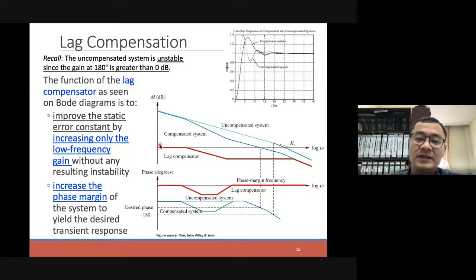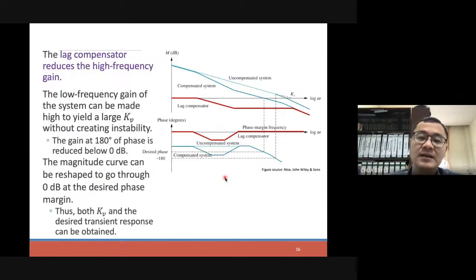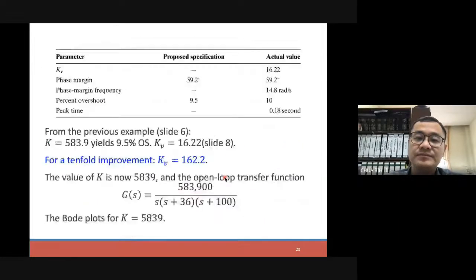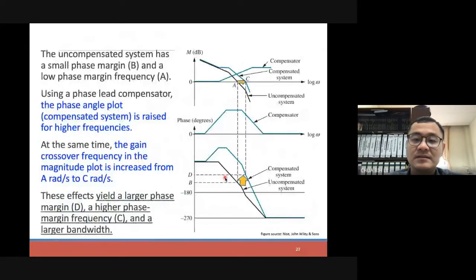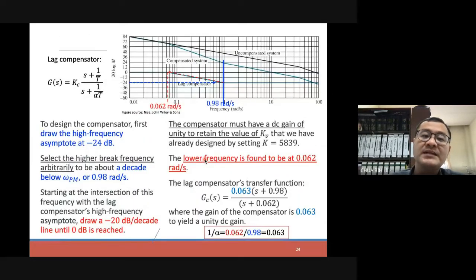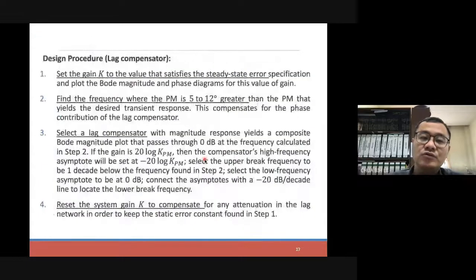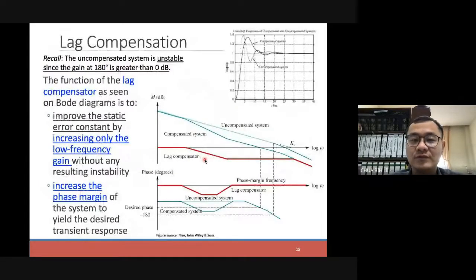For the gain and for the phase, it is in this pattern. When we see this pattern, this is the pattern for the lag compensator. Then when we see the other pattern, the reverse pattern, that would be the lead compensator. For now, we just have to remember the pattern first.